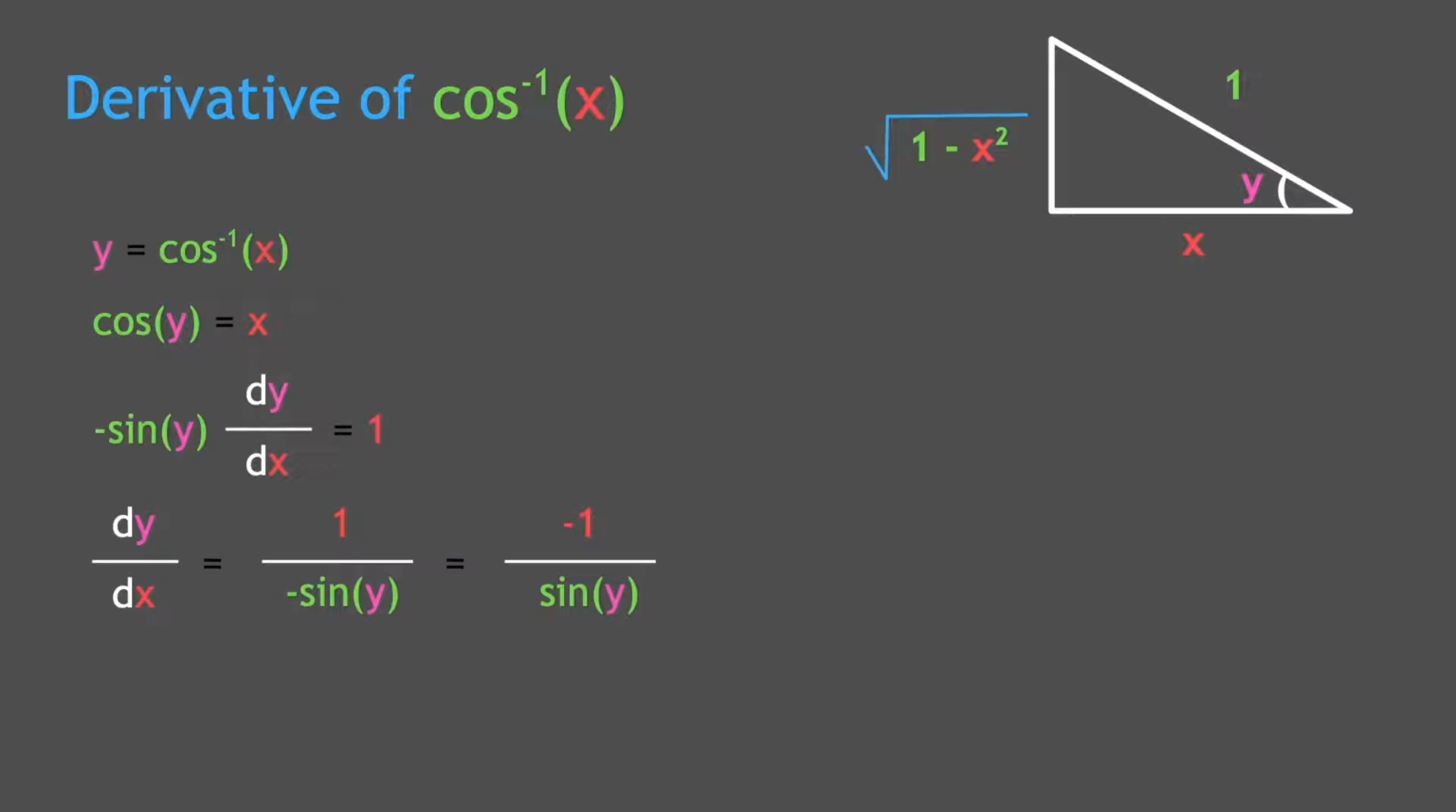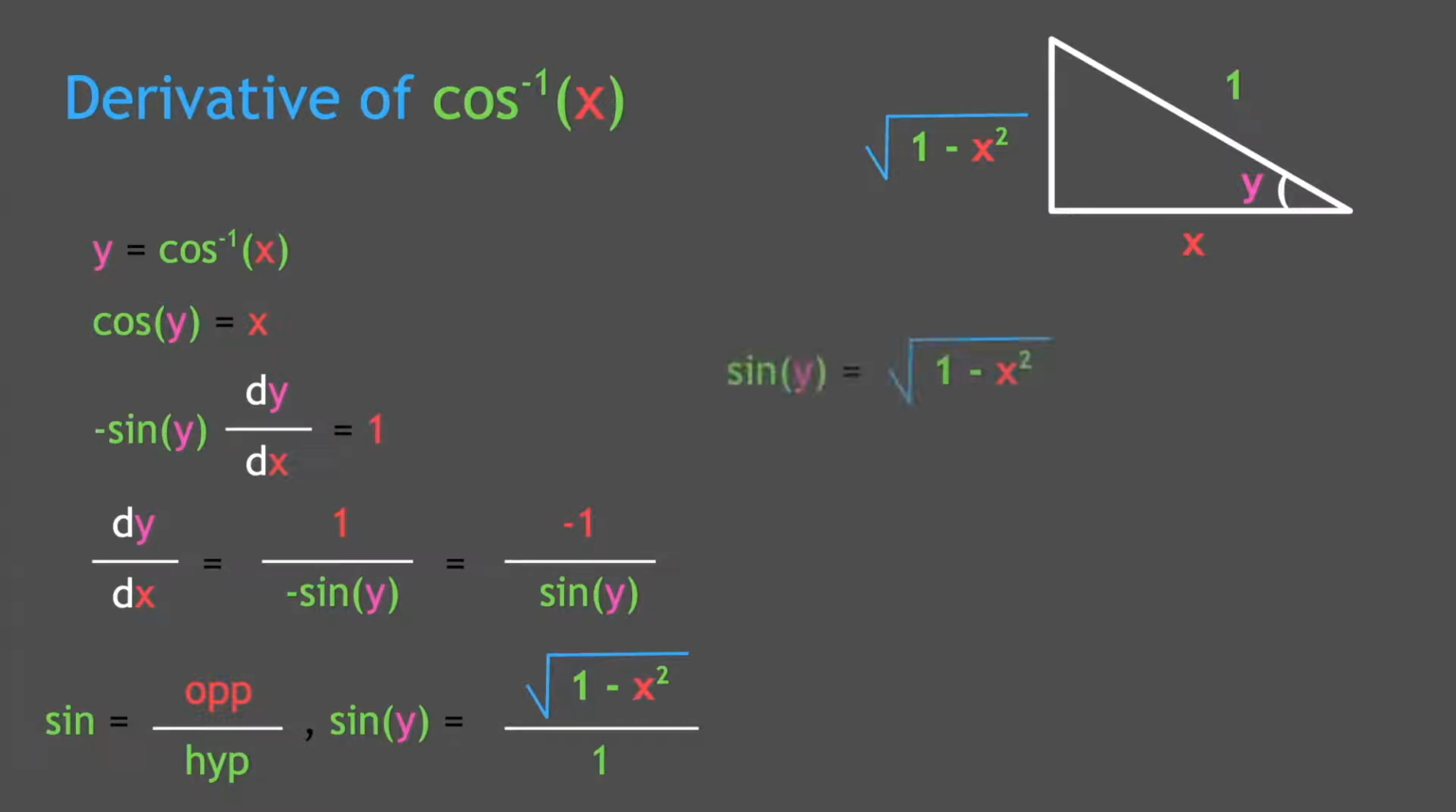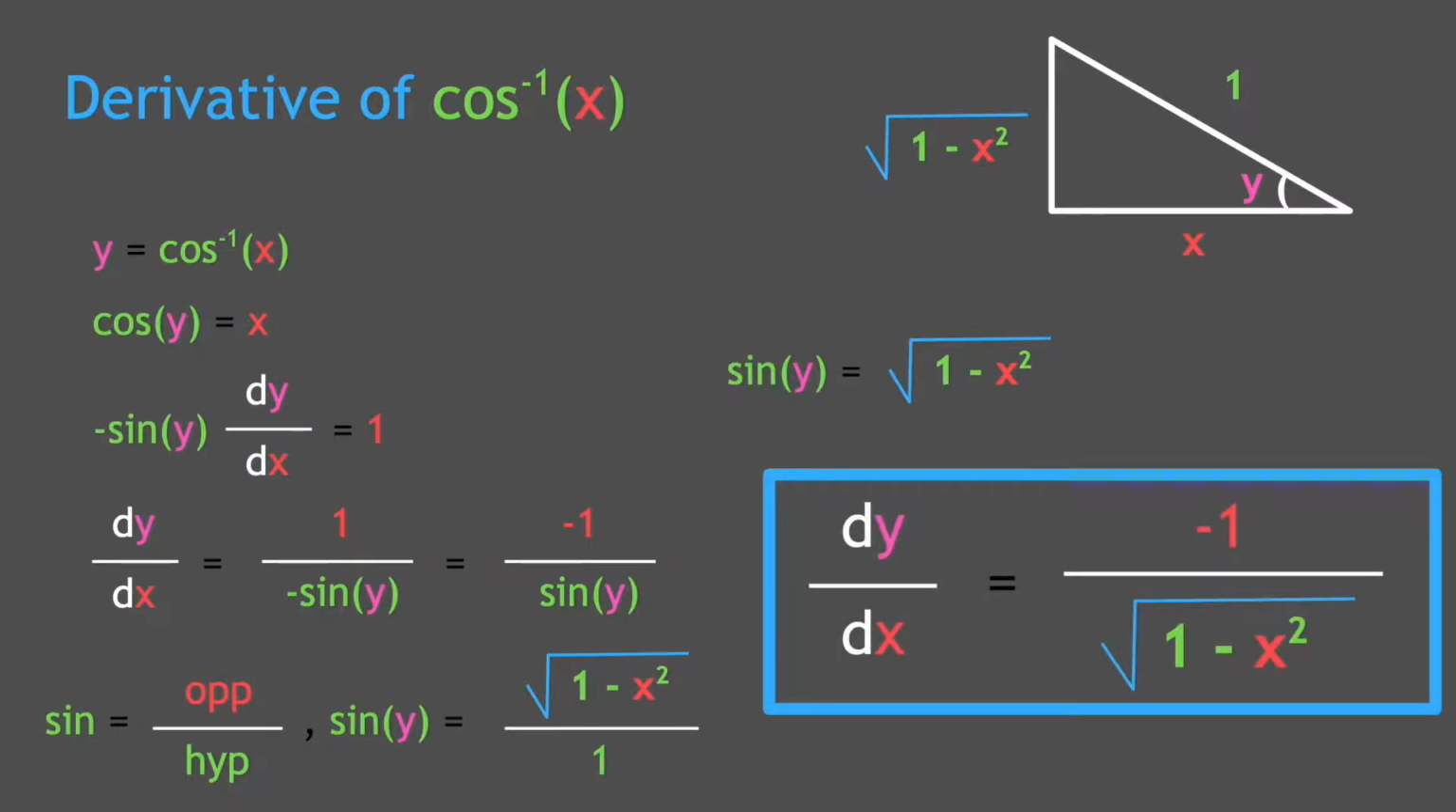when writing out your answers. So again, what we need to do is figure out what the sine of something is equal to get our derivative in terms of x. So the sine of something is equal to the opposite side over the hypotenuse side, and the sine of y, using our triangle, is equal to the square root of 1 minus x squared divided by 1. In simplifying this, we get that the sine of y is equal to the square root of 1 minus x squared, and to bring that back into our derivative, we have dy over dx is equal to negative 1 over the square root of 1 minus x squared.